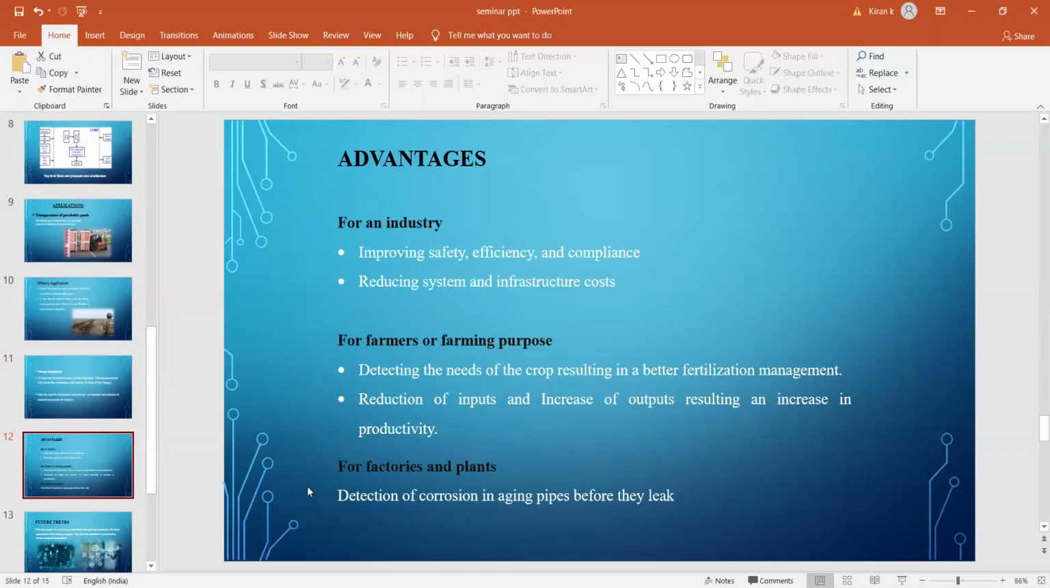And there are many advantages of Smart Dust. For industry, it improves safety, efficiency and compliance, and reduces system and infrastructure cost. For smart farmers and farming purposes, it detects the needs of the crop, resulting in better fertilization management, reduction of inputs and increase of outputs, resulting in an increase in the productivity of the crop. For factories and plants, it detects corrosion in aging pipes before they leak.